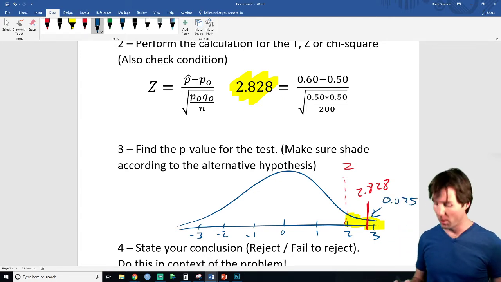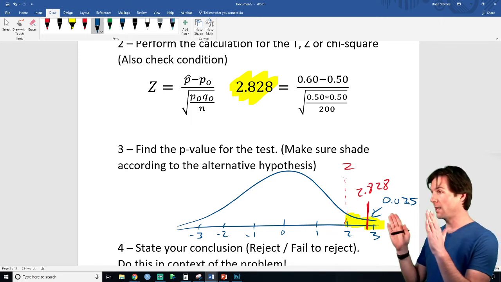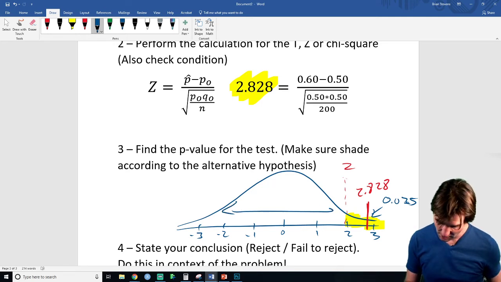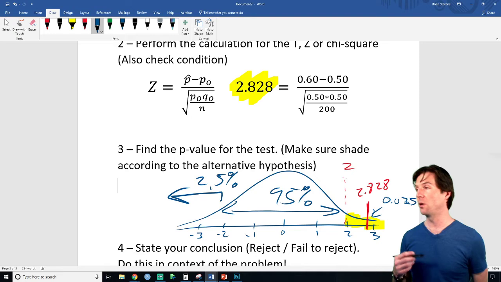The p-value would be about 0.025, and why? Because the 95% confidence interval, 95% is between -2 and +2, and I'll reverse time here in a second on this. But with 95% between here, that would leave 2.5% outside of either side on the empirical rule. So that p-value would be 0.025.